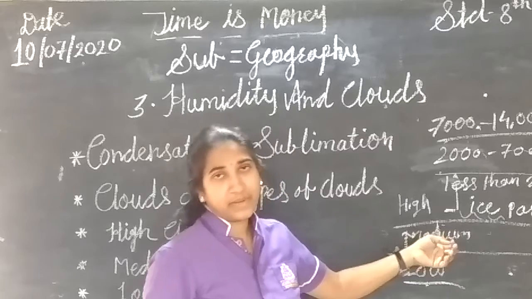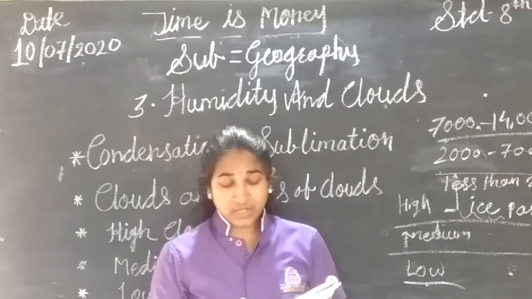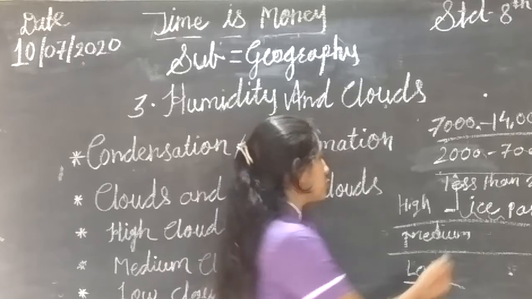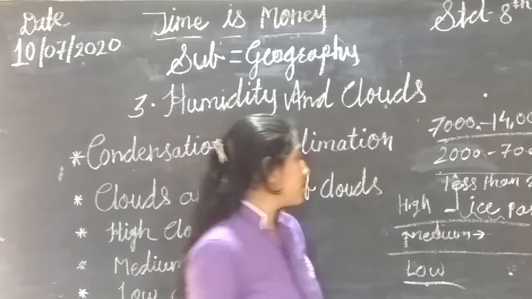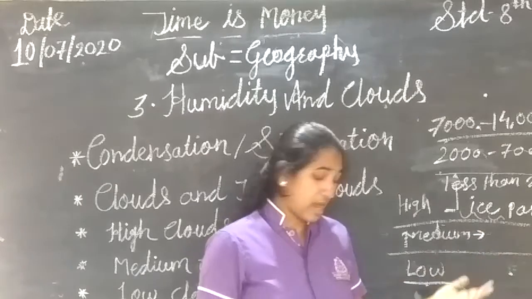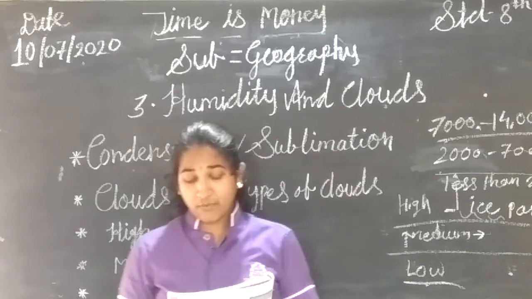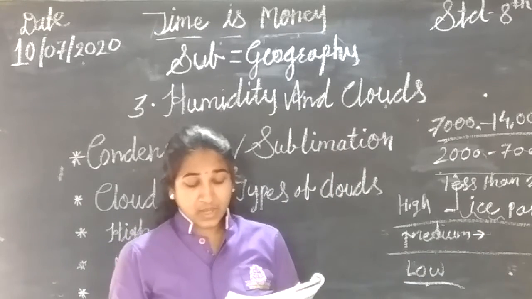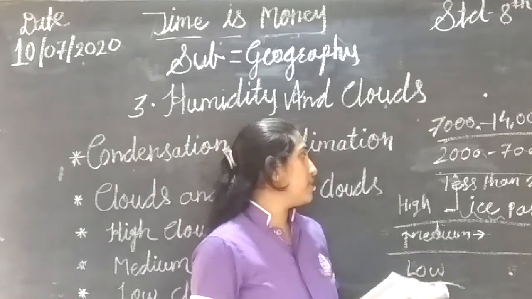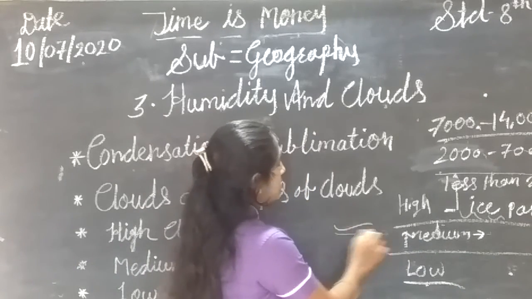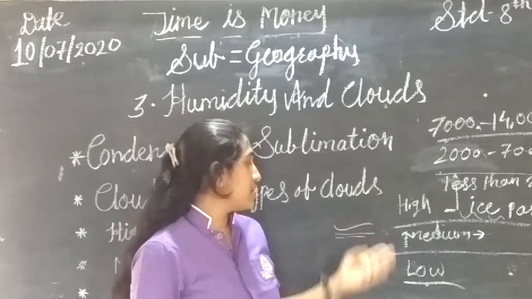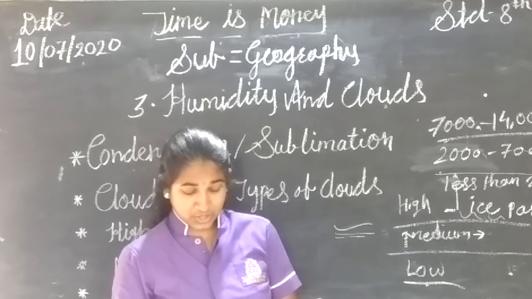Now about the medium clouds. The medium clouds include altocumulus and altostratus. Altocumulus are in the form of layers and have a wave-like structure. It looks like layers and also a wave structure.